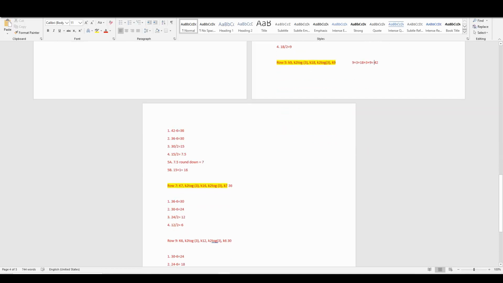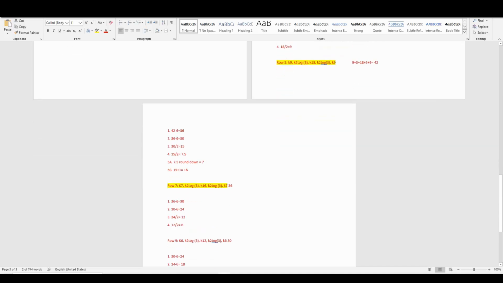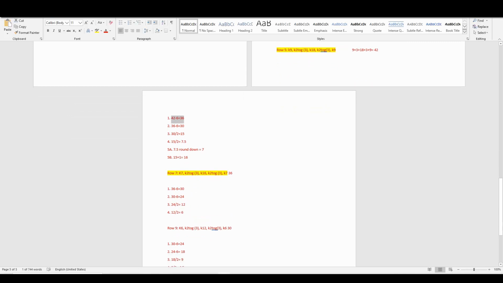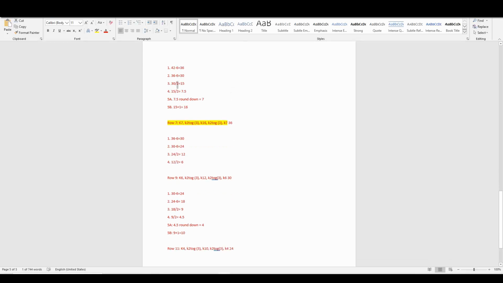So if we continue through row 7, the same thing. We're going to take our new G. Our new G was 42. Take 42 minus E, which was 6, equals 36. 36 minus E, which was 6, equals 30. 30 divided by 2 is 15. 15 divided by 2 is 7.5. Again, 2 is a fixed number. 7.5 is a decimal, so you apply number 5a and 5b to it.